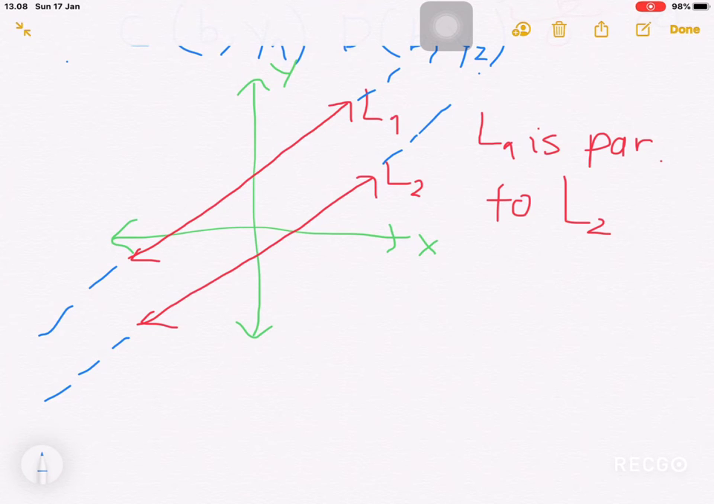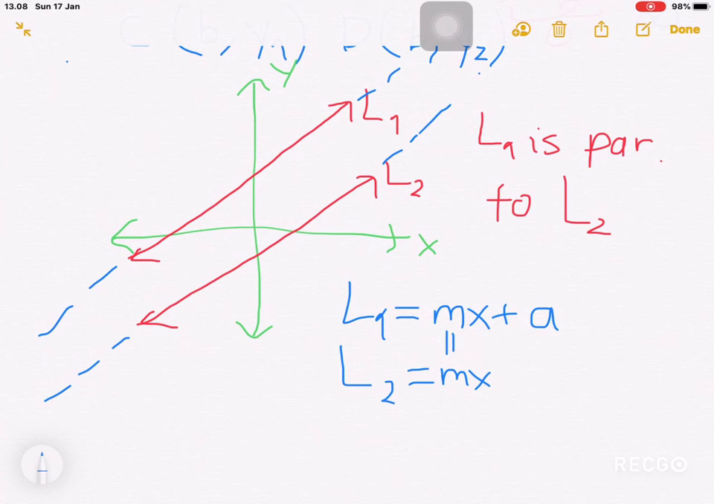And you can show that by forming a system of equations. So let's see, the equation of line 1, let's say it's mx plus a. The equation of L2 is mx, the gradients are the same, plus b. And then you can just set all this equal to each other.